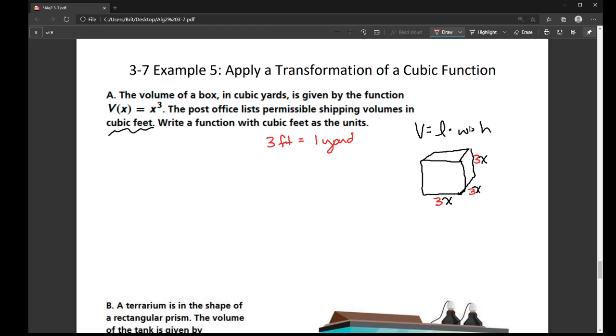So now what we're doing is finding the volume of 3x, because each dimension here has to be multiplied by 3. And so we're plugging in a 3 inside of where x is. So the volume in feet is going to be shown by 3 cubed, which is 27, and then x cubed. So this would be the function that I get there.